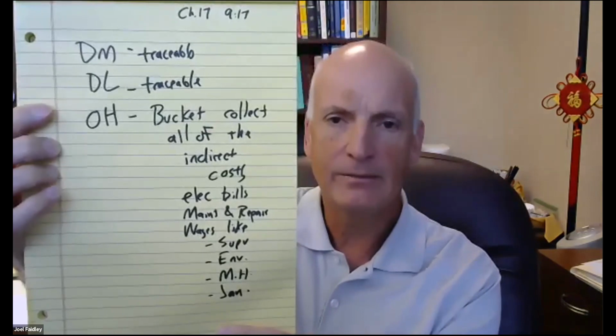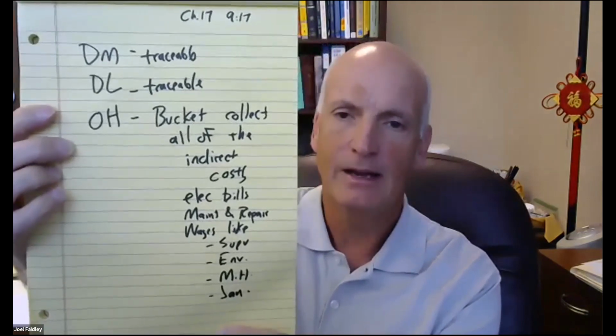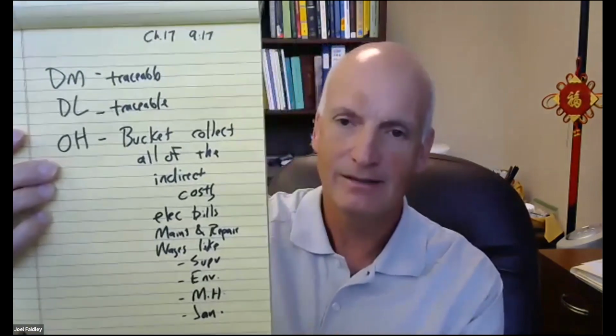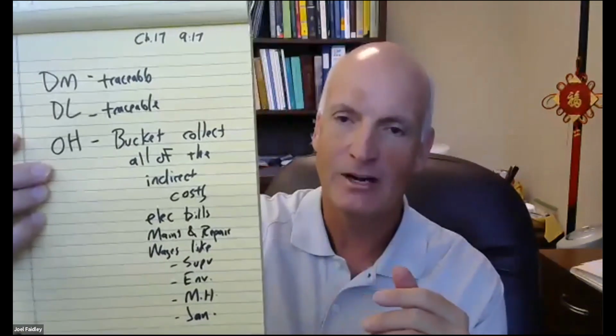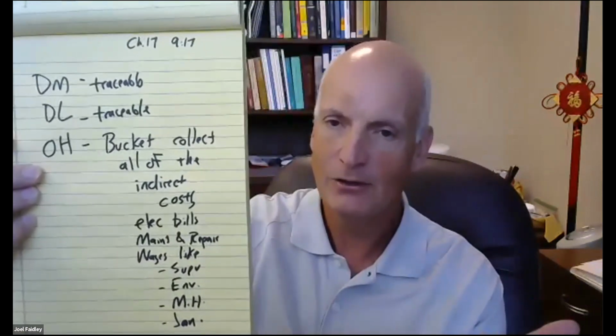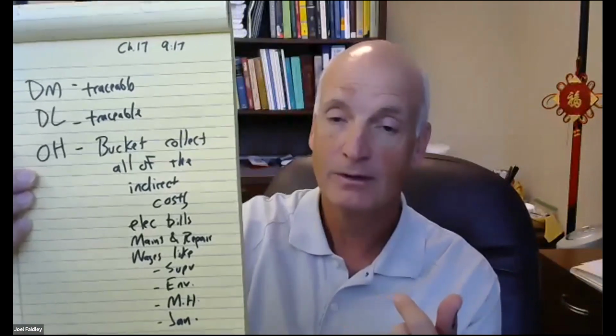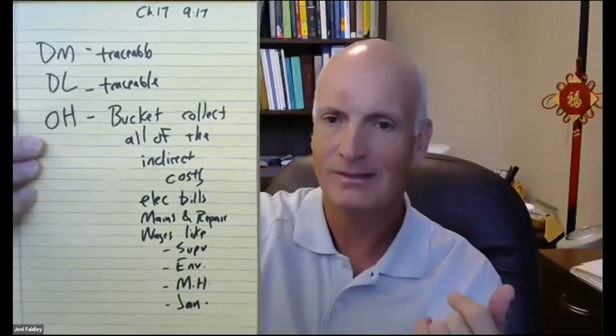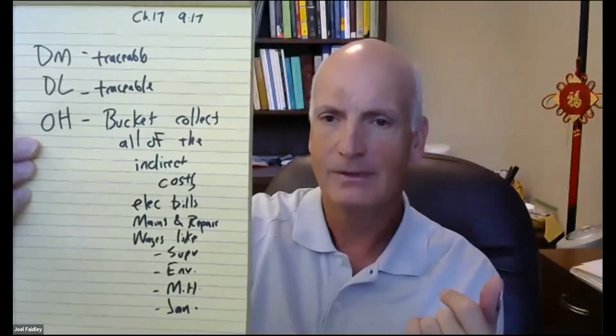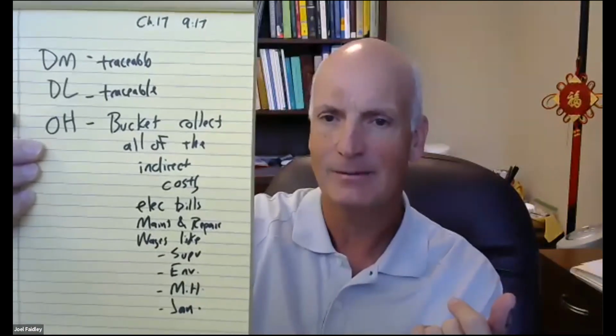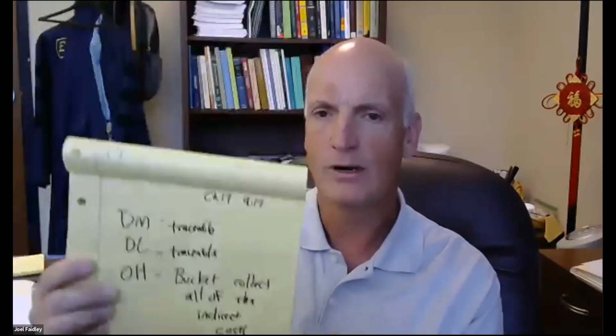So overhead is what's not traceable. You have to collect that into a bucket, more or less, and then allocate it out in some rational manner. Well, how is it normally allocated out? Usually through direct labor, not always, but direct labor. Direct labor hours is what most companies do, or direct labor dollars, which is similar. You hear about ABC costing, things like that, but that's not as prevalent as using a very simple way to allocate based on direct labor.